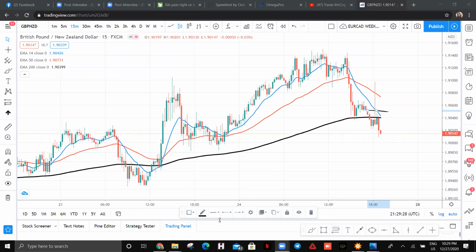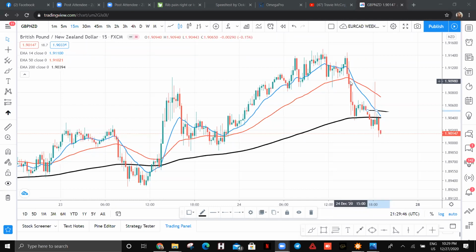Oh, 14 has to cross 50. Just like this. The blue color is 14, the red color is 50, the black color is 200. So since 14 has crossed 50, what are we going to do? We do an instant execution sell.